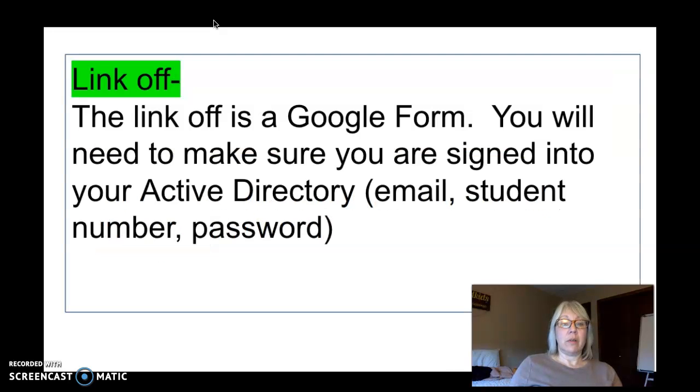So your link off today is the Google form. You will need to make sure that you're signed into your Active Directory to do it. A lot of you who did the one on Wednesday did a really good job on it. And so just make sure you're doing it the same way. There'll be one problem. It'll be very similar to this. It'll just use different numbers and a different theme. Have fun solving these problems.